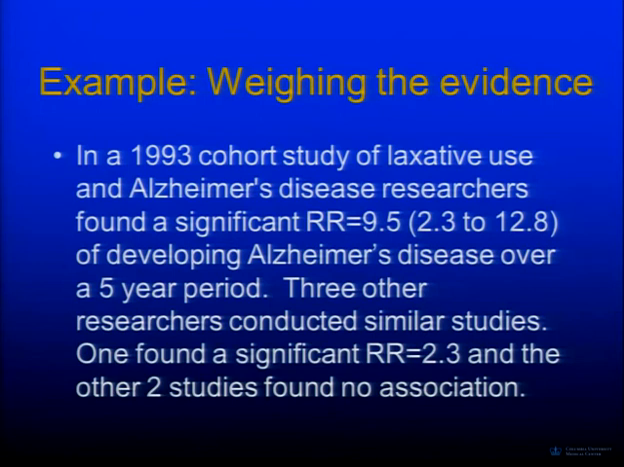So let's think about an example. In 1993, there was a cohort study of laxative use in Alzheimer's disease. The researchers found a significant relative risk. It was 9.5, so pretty strong. It was significant. The confidence interval was 2.3 to 12.8. And this was for developing Alzheimer's disease over a 5-year period.